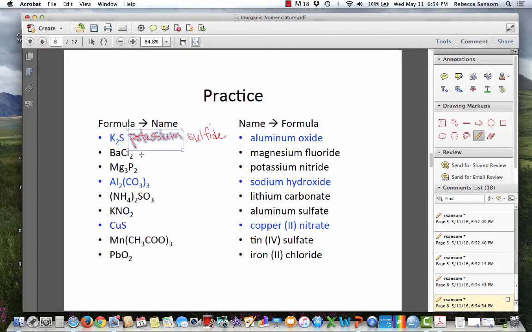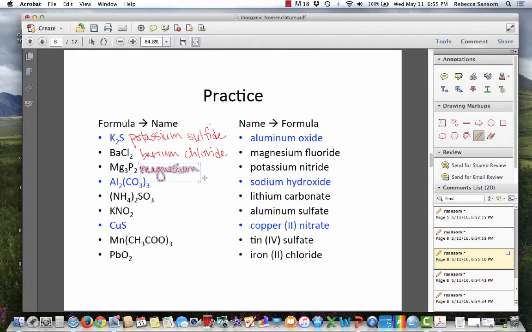I have BaCl2. Barium is the metal there, the cation. Barium and Cl just the element by itself, chloride, all ending in "ide", okay, because they are single elements. I have magnesium here, which just has the same name as the element that it comes from, magnesium, and then this is phosphorus as a -3 ion, that's phosphide. Phosphide. Okay, there we go.